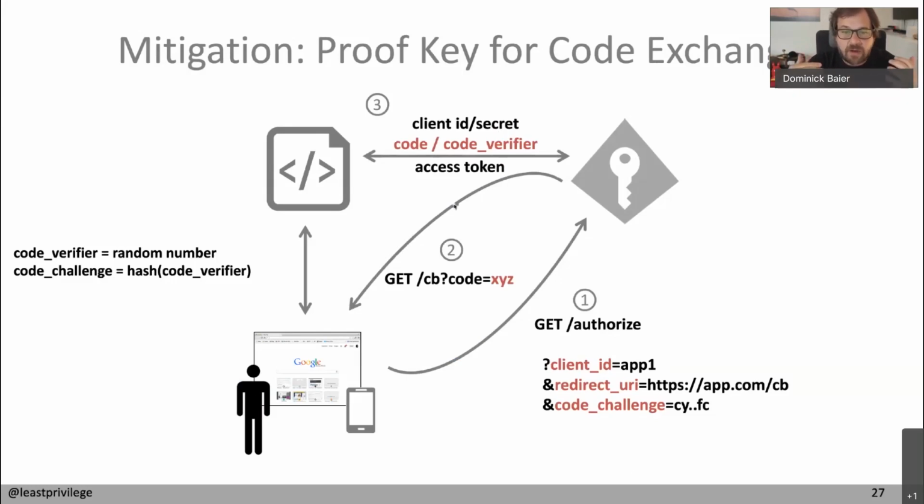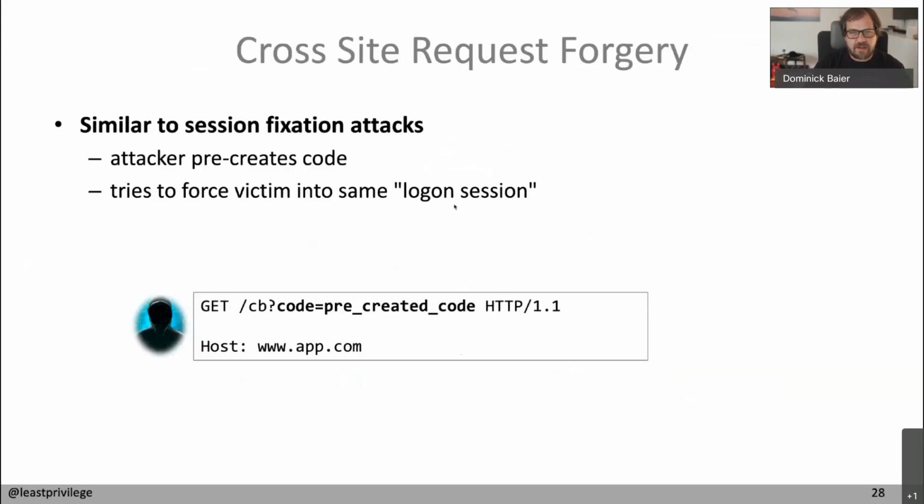Okay. Now in our injection scenario, the client that the attacker uses to hand in the stolen code is not the same client instance that was used in the first place to leak the code. So the code verifier doesn't match. So the authorization server will reject the request, and that is how you solve injection attacks.